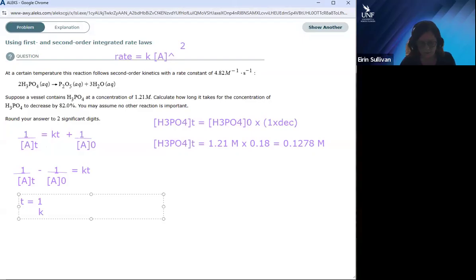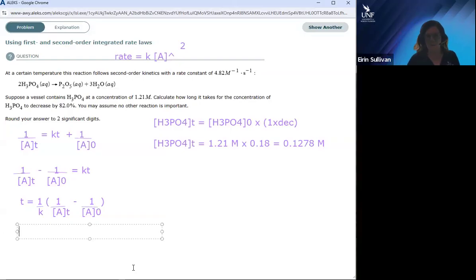times open big bracket, 1 over the concentration of A at time t, minus 1 over the concentration of A at time 0, close brackets. You have to be careful with brackets when putting this in your calculator. Now I can just put some numbers in and hopefully get the answer I seek. Be careful with your units. Looking at my rate constant, it's per molarity per second, and my concentrations are molarity, so that's going to give me just seconds.